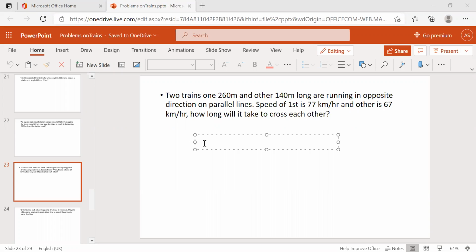What they gave here is 260 and 140. If it is crossing in the opposite direction, whether the train crosses a platform, a tunnel, or a bridge, the distance is the first train's length plus the second train's length. So here the distance is nothing but 260 plus 140, right? So total how much?